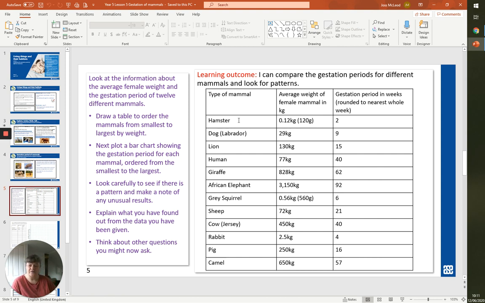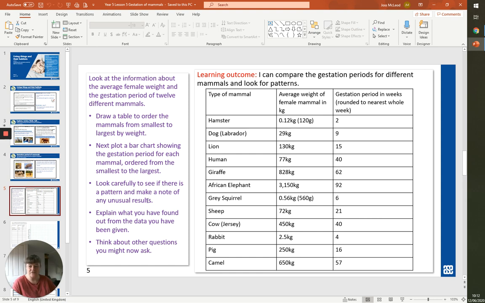So what have I got? I've got the type of mammal: hamster, dog, and all of those down there. I've got the average weight of a female mammal. So the average weight of a female hamster is 0.12 kilograms. The average weight of a female giraffe, 828 kilograms, and so on. And then here we've got the gestation period, rounded to the whole week. So hamster, only 2 weeks. Quite interesting. What's the biggest we've got here? We've got the giraffe at 62 weeks. It's quite a long time.